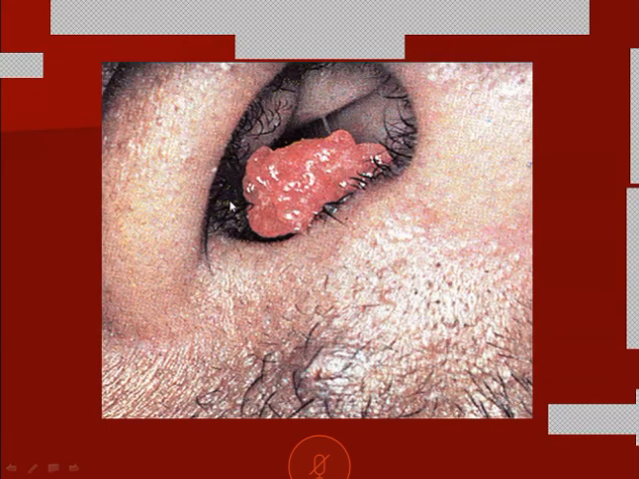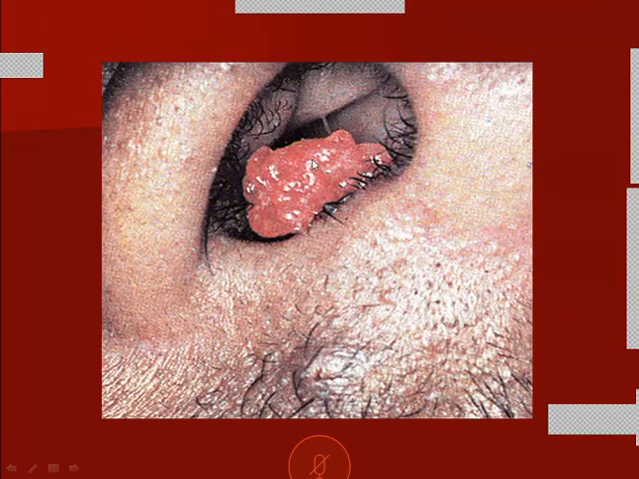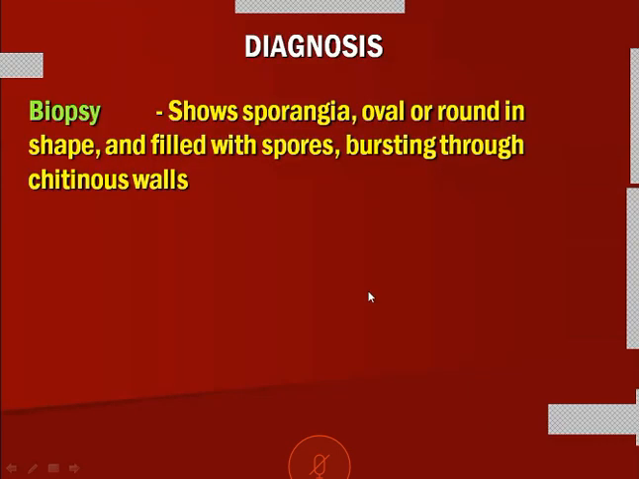So it will be like this: a mass presenting in the nasal cavity with the vestibule. But the attachment will be somewhere else, either on the lateral wall of the nose or to the septum of the nose.